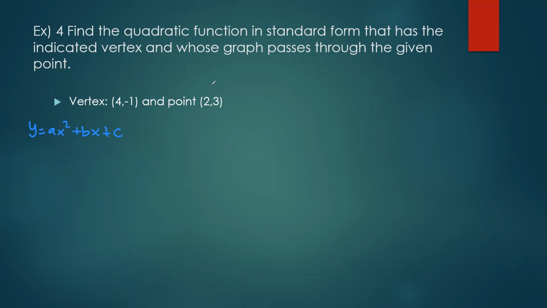So what I would do is put it in vertex form. So I think it would be a lot easier. If I put it in vertex form, then I can convert it to standard form because you would just have to FOIL and clean it up, right? So vertex form is y equals a parentheses x minus h squared plus k, correct?